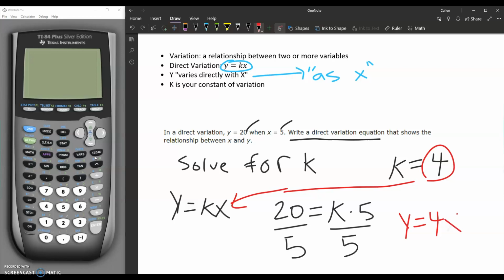And that just means that, let me highlight. So that means that the relationship between y and x here is y equals 4 times x. That's an example of a direct variation relationship. Let me scroll down and keep going.